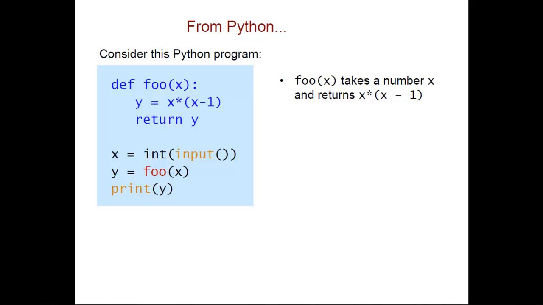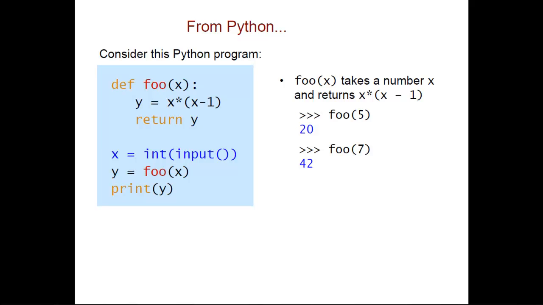It takes as an input a number x, and it returns x times 1 less than x. So if you were to call this from the shell with an input of 5, it would return 5 times 4, or 20. If you call it with an input of 7, it returns 7 times 6, or 42.